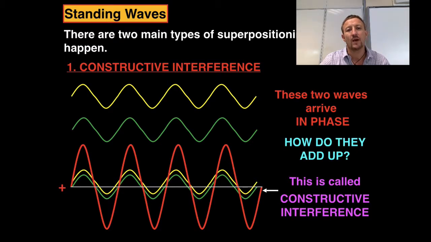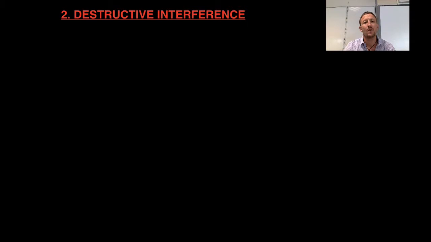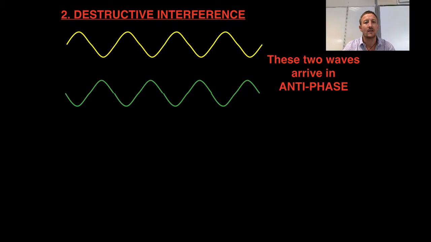Okay, so what happens when they're not in phase? Well, then we get what we call destructive interference. The two waves interfere with each other to actually bring the amplitude down. All right, so let's give an example. So here I've got my two waves. I've got my yellow wave coming in from the left. I've got my green wave coming in from the right. They are basically arriving in what we call antiphase.